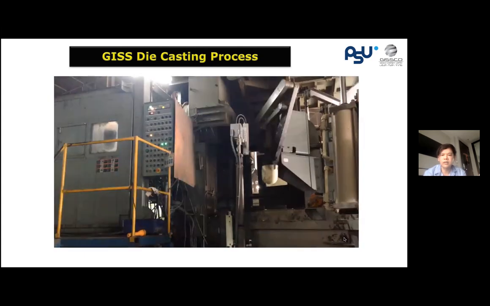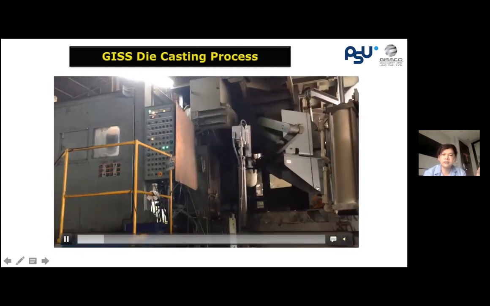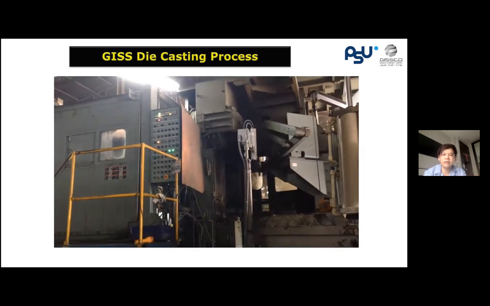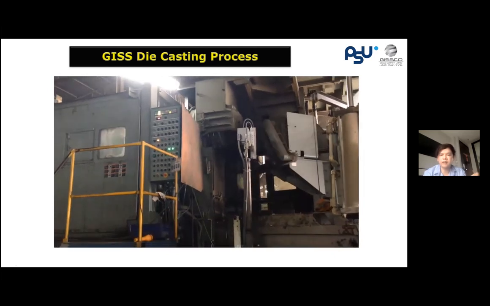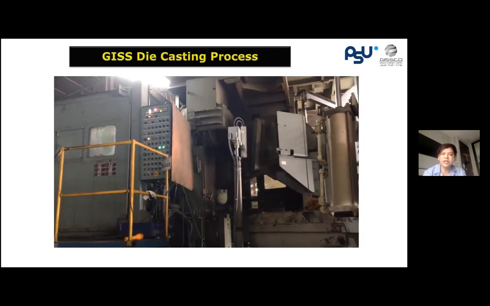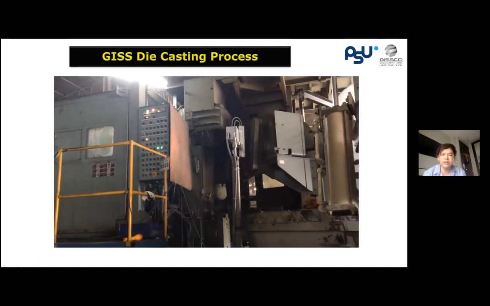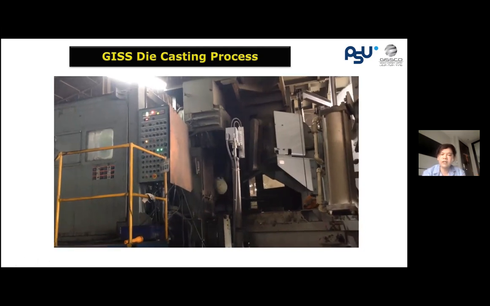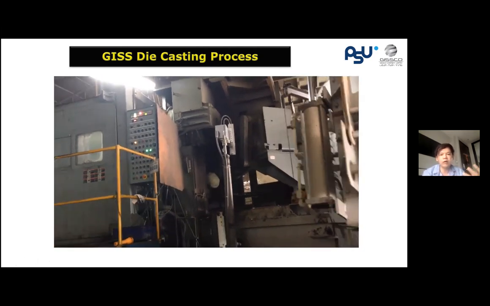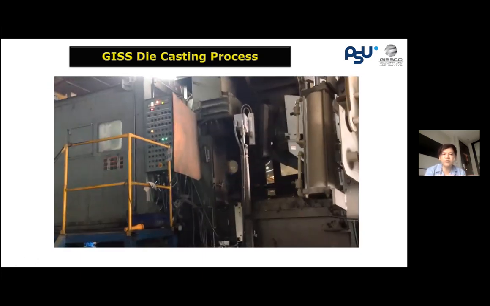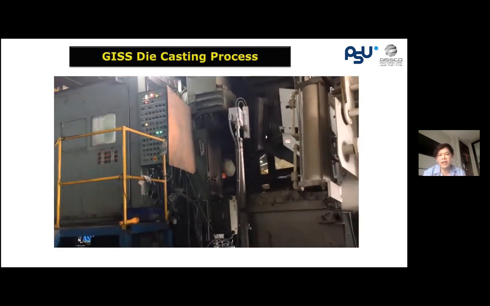So this is a real production for a 2,500 ton machine. For this part, it's only a few seconds of the GISS time, and then we have superheated slurry state, just like milk. And then we pour in, and then we optimize the injection. And then we get quality improvements and cost reduction. So it looks very, very simple, but the principle behind that I explained before.